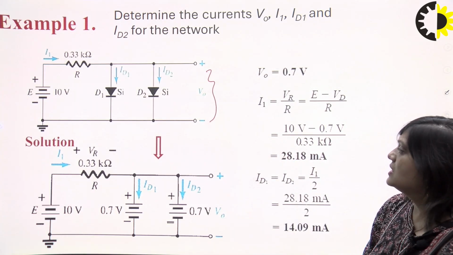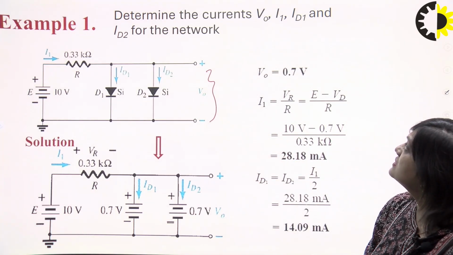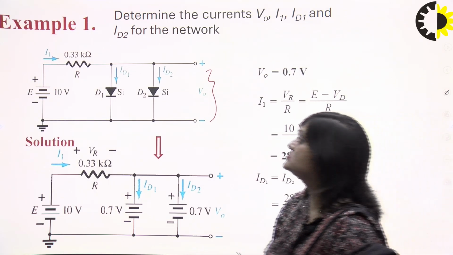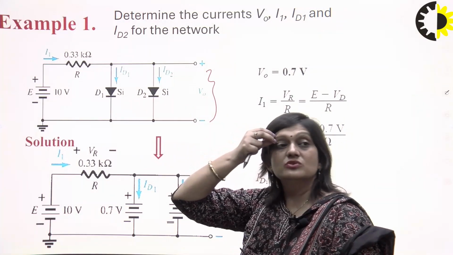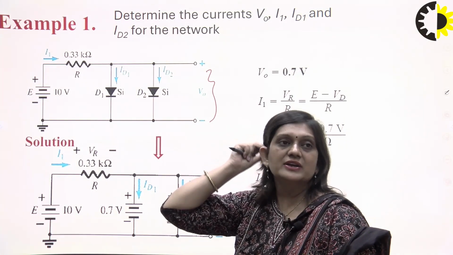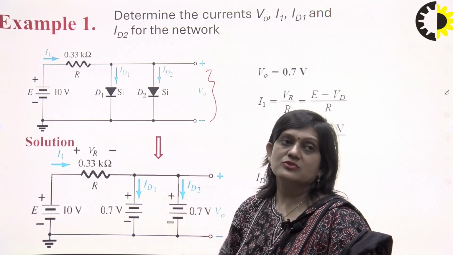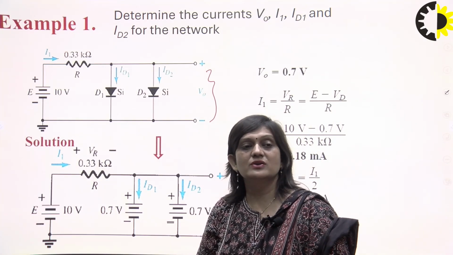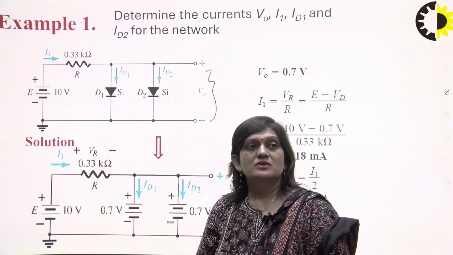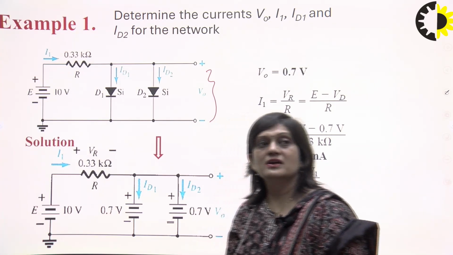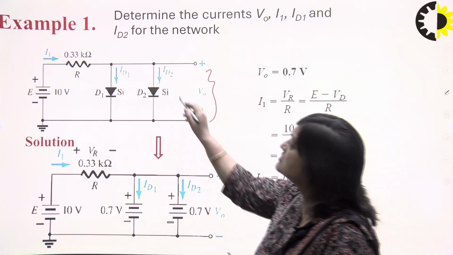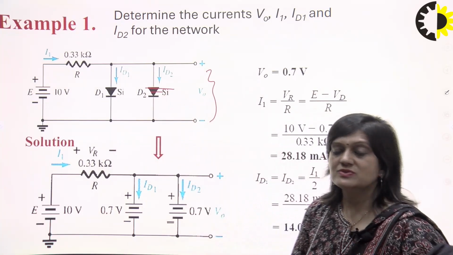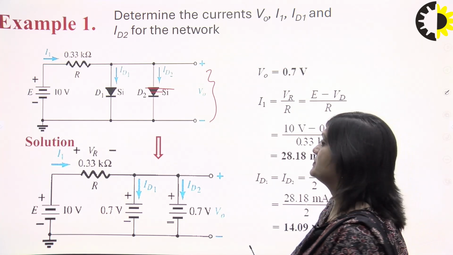I1, ID1 and ID2, we have to find these. We can see both diodes are connected in parallel, so the values of ID1 and ID2 will be the same. And the voltage across diodes D1 and D2 will be equal to V0. This V0 would be equal to 0.7 because this diode will be short and will be replaced with the 0.7 volt.